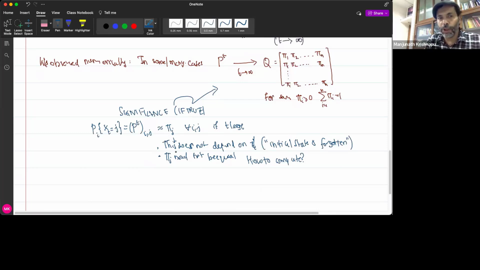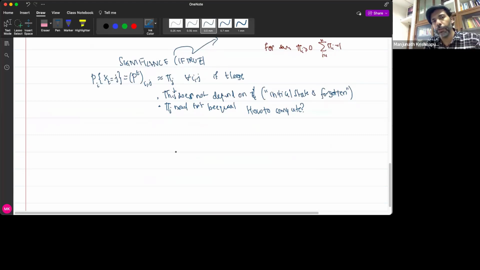Okay, so now I will go on to answer this question. First, we will do it with a simple case. It may spill over to the next lecture also, which is okay. I will start with a simple example of a two-state Markov chain.